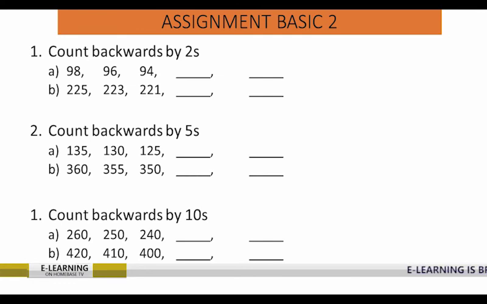Number 2, you are to count backwards by 5s. A, we have 135, 130, 125. B, we have 360, 355, 350.